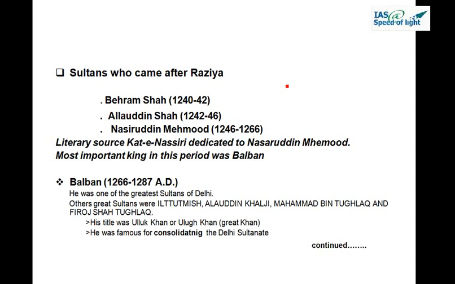So after Razia's death, the power of the Chahalgani increased, and they became largely responsible for the making and unmaking of kings. What it means is, now this group of 40 nobles, or the influential nobles, started deciding the fate of the Sultanate by deciding the next Sultan. So Behram Shah and Alauddin Shah were made sultans, and they were removed also in succession.